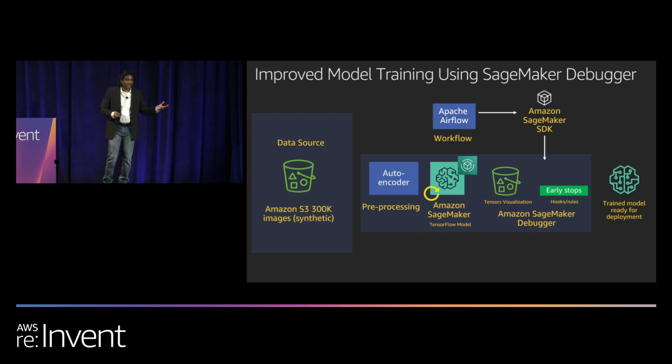This model takes at least half an hour to train. It has a training set of 300K images, many of which are synthetic images we created ourselves, and it's a TensorFlow model. The two features we used are tensor visualization, where we configure the model to emit all the tensors so that we can analyze the distribution of the tensors and weights and other things, and early stops. We used rules to stop the training so that we can do multiple experiments to improve the model performance.